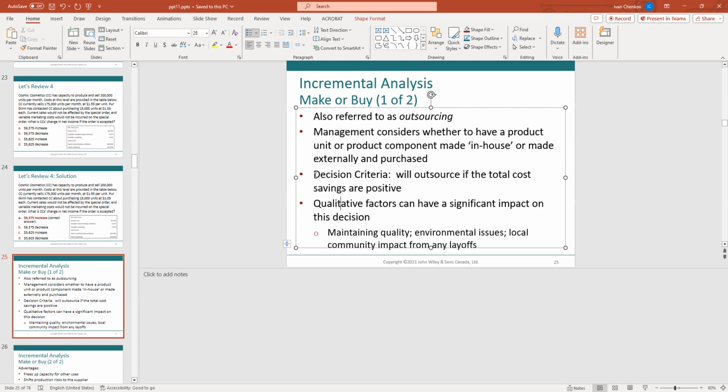That's for the quantitative analysis. After that, we have to perform this qualitative analysis. That's something that you might have to do when it comes to the last case submission; you have to provide the qualitative analysis as well. For make versus buy, you have to consider the quality, the environment, and any impact on the community by laying off employees if we decide to outsource it.